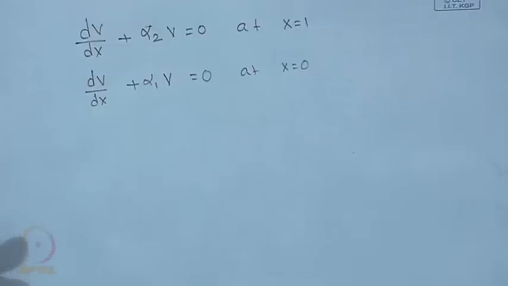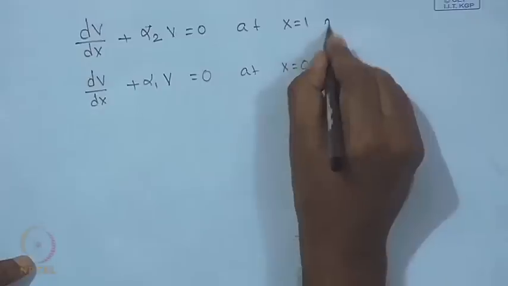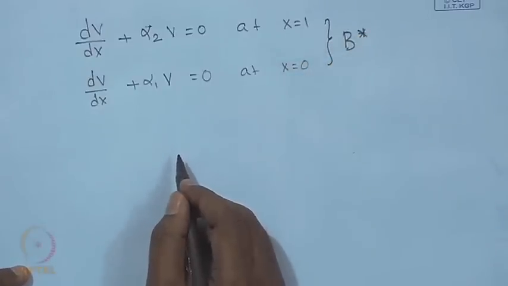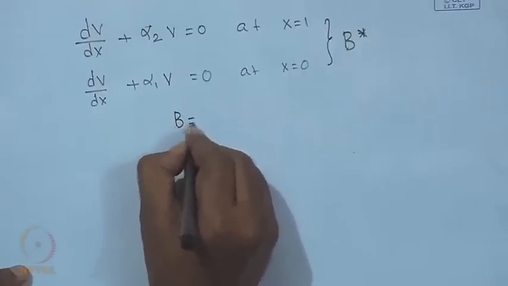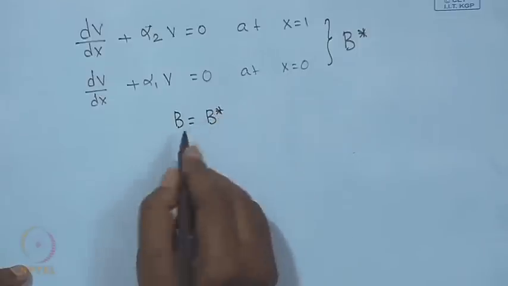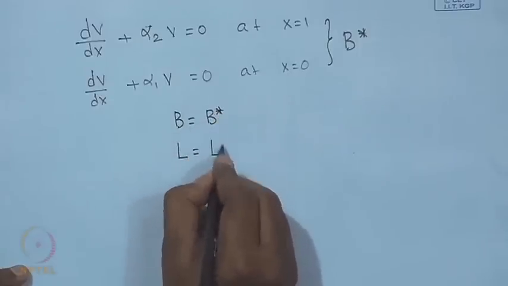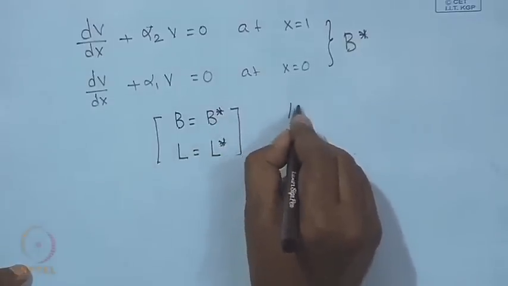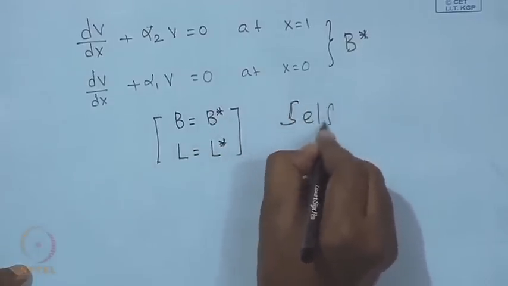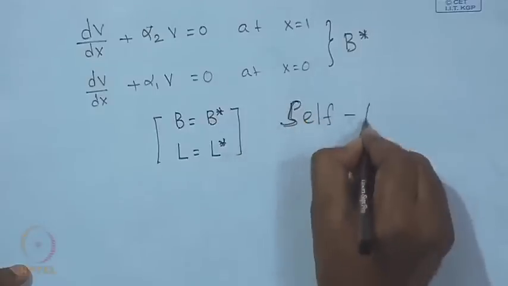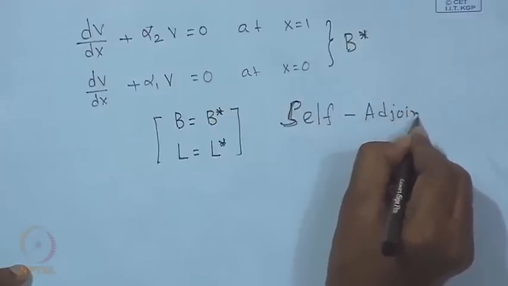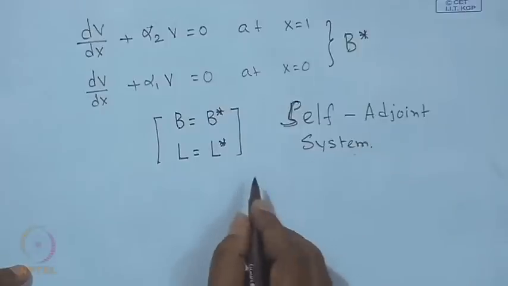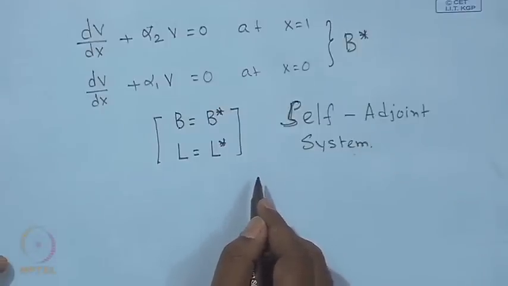So, therefore, if you compare, these are the boundary operators we get, B star. If you compare B star with B, you will find that B is equal to B star, and we have already observed that L is equal to L star. So, the system is a self adjoint system. This is a self adjoint system, and one can get the B star the way we have defined.